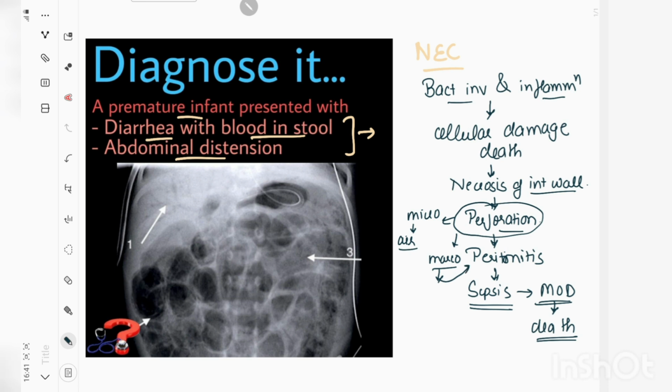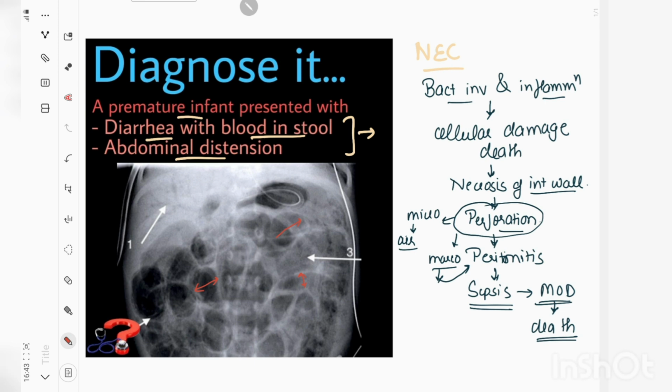So how do we diagnose this case? The only investigation that we need to diagnose this case is a plain X-ray abdomen. As you can see here in front of you, the X-ray abdomen shows dilated bowel loops. These bowel loops are clearly seen dilated.